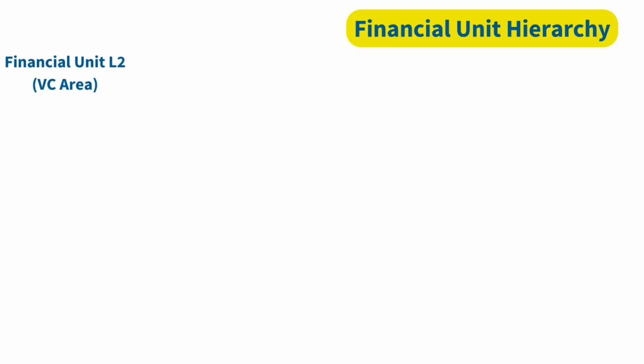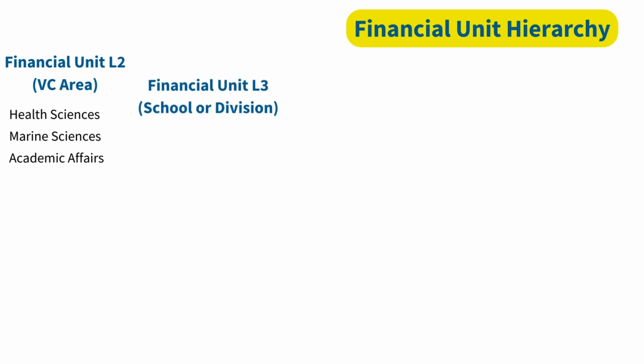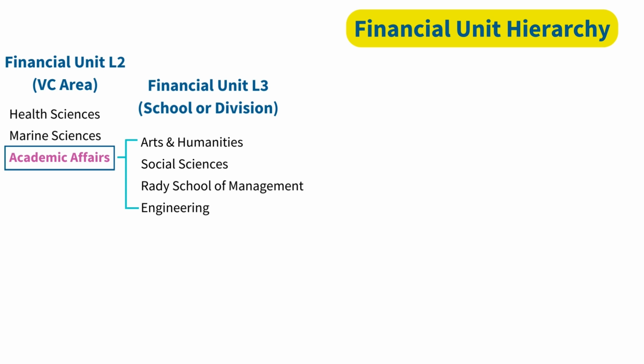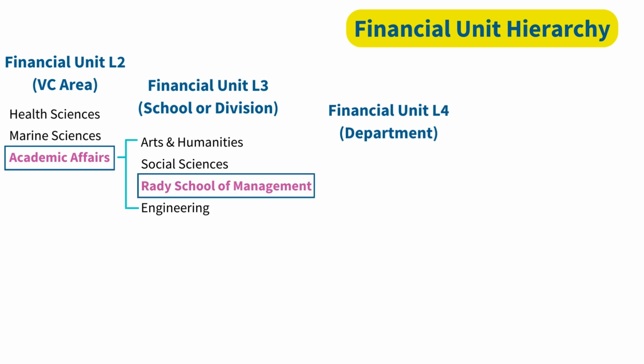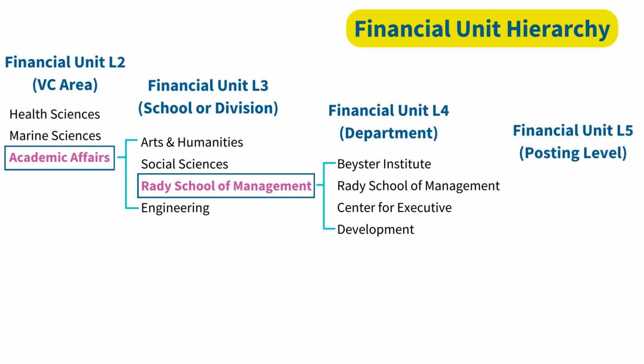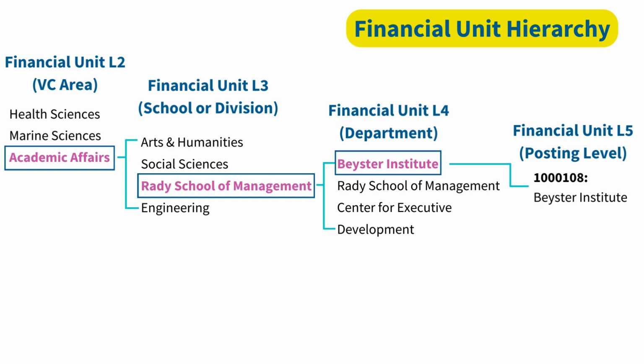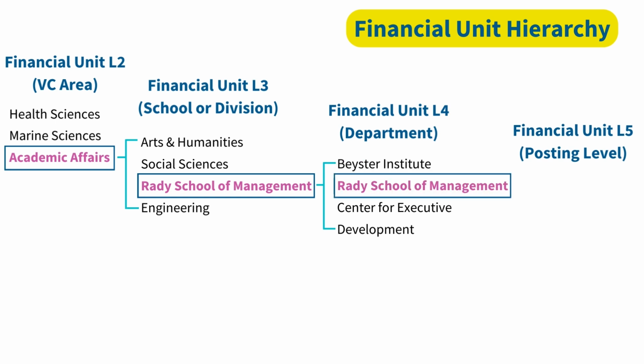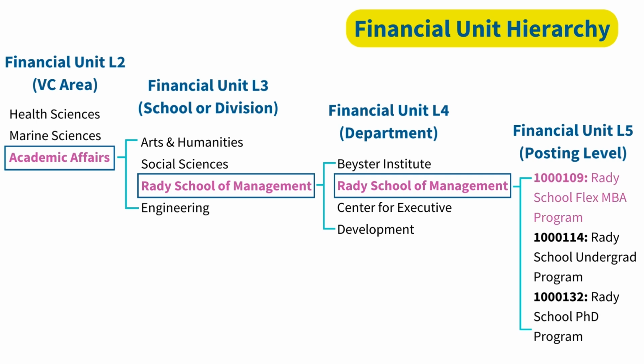You can think of level 2 as the Vice Chancellor area, such as academic affairs or marine sciences. Level 3 then represents a school or division. For example, a level 2 academic affairs might be broken down into a level 3 Rady School of Management and Arts and Humanities, among others. Level 4 represents the departments that make up the level 3 school or division, and this often matches the level 5 financial unit, such that for a particular roll-up, you'll see one level 4 and one level 5 entry. There are some level 4s, or departments, which correspond to more than one level 5, or financial unit. It's good to be aware if your department is one of these.